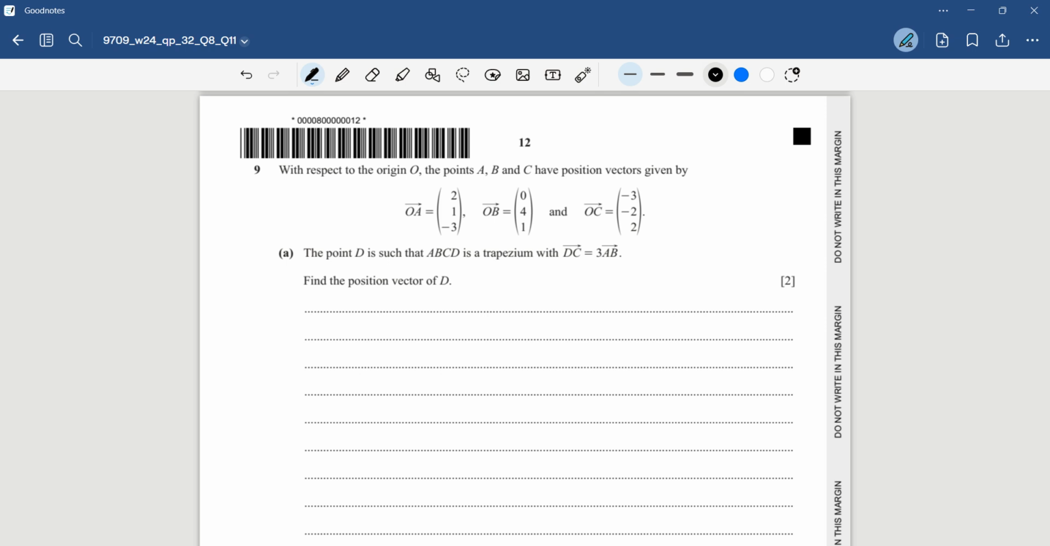Question number 9. With respect to the origin, A, B, C are position vectors as given. The point D is such that ABCD is a trapezium, where DC equals 3BA. Since they said trapezium, I just draw a basic trapezium.